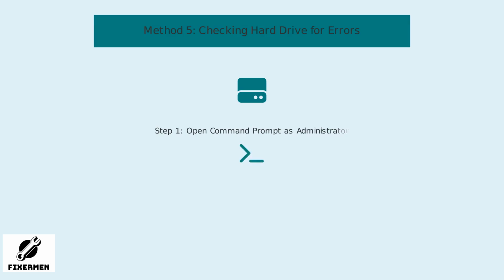To run the disk check, open Command Prompt with administrator privileges. Right-click the Start button and select Command Prompt (Admin). Type the command chkdsk C: /f /r and press Enter. The /f flag fixes errors, /r recovers readable information, and C is your drive letter. The disk check can take several hours depending on drive size. You may need to schedule it for the next restart if the drive is in use.